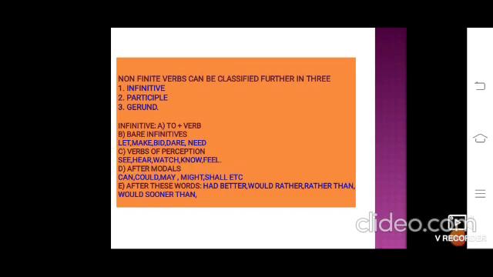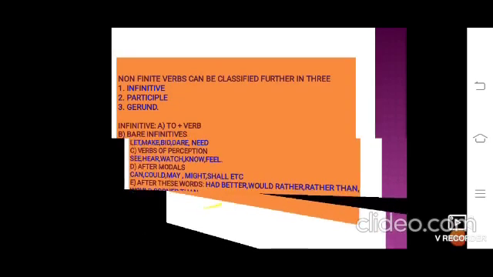Now after modals, children, don't get confused with modals and the verbs that come after modals. Modals themselves are finite verbs, but the verbs that come after modals become non-finite. We never say 'can wrote.' We will always say 'can write': could write, may write, might write, shall write, will write. So with all these modals, the verb that comes after them is always in its root form. The same applies after these words: had better, would rather, and would sooner than.